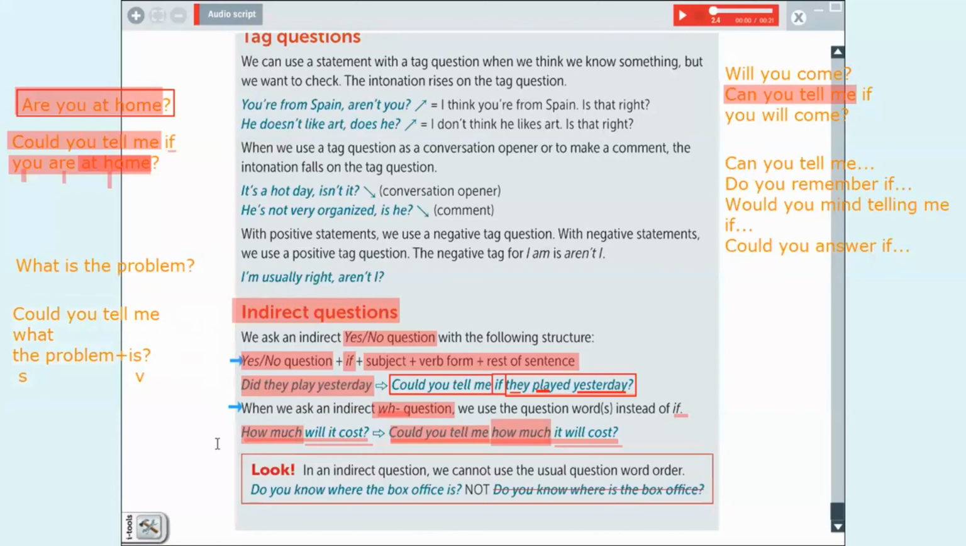So in an indirect question, we cannot use the usual question order as you did previously. Do you know, and then where is, with the auxiliary first and then the subject? No, this is not something that we can do. Always the clause structure: subject, verb, and the complementary information if we have it, like in here. Subject, verb, and the complementary information. All right.